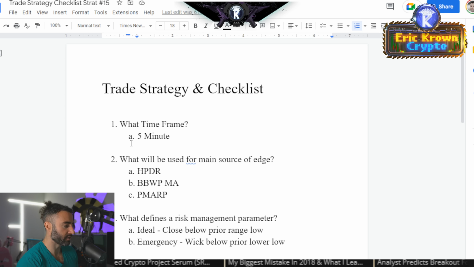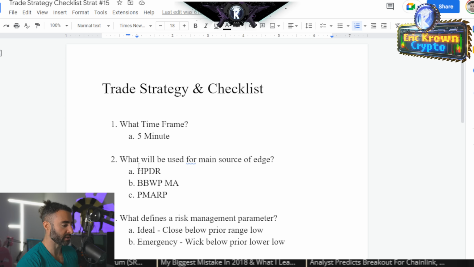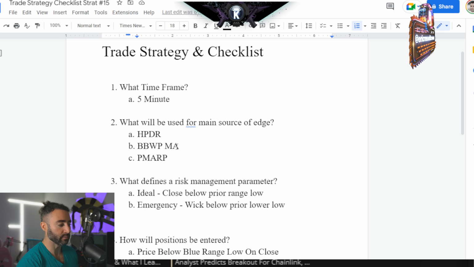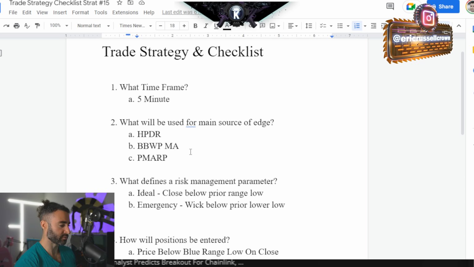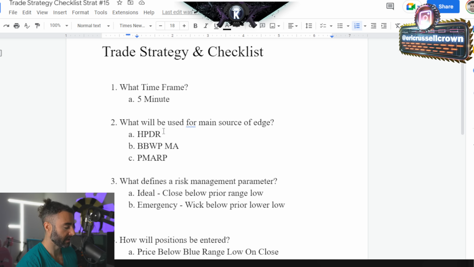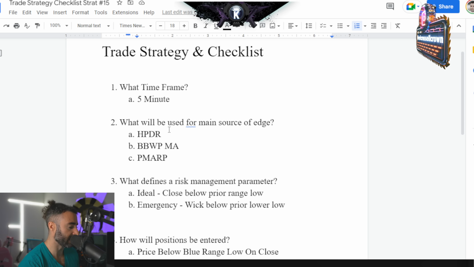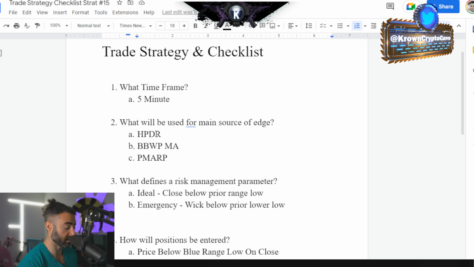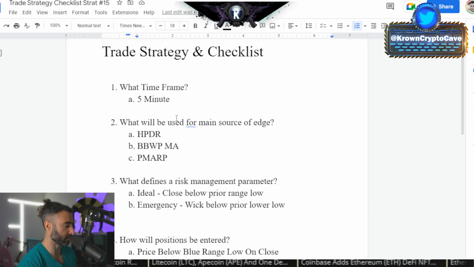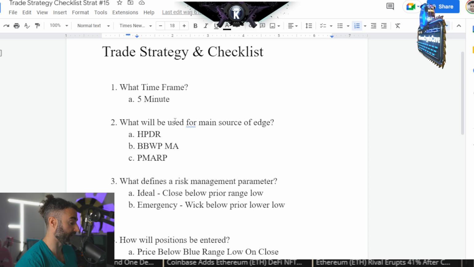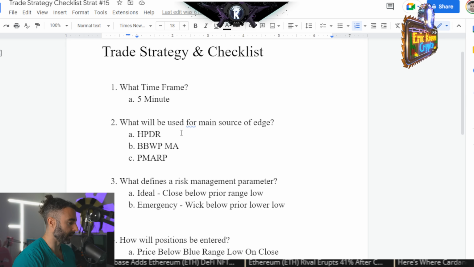So we're going to be focusing on the 5 minute time frame. We're going to be using the HPDR, the BBWP moving average, and then the PMARP, which are all caretaker indicators. The only paid one, however, is the HPDR. You can find it on the app, of course, but that is going to be the only paid one out of these. Everything else that caretaker has, or the overall majority, is incredibly generously free, actually, which is kind of crazy.